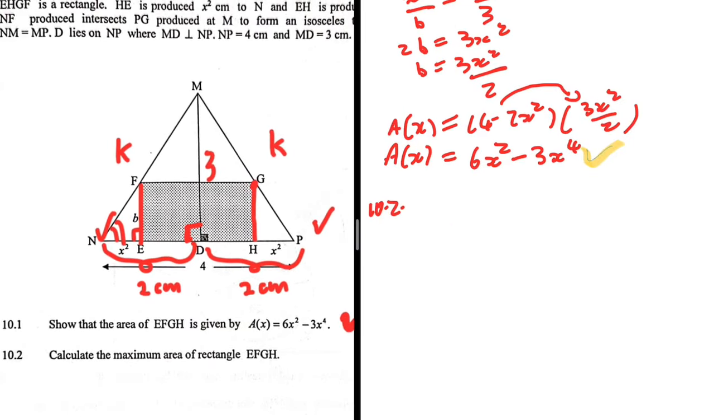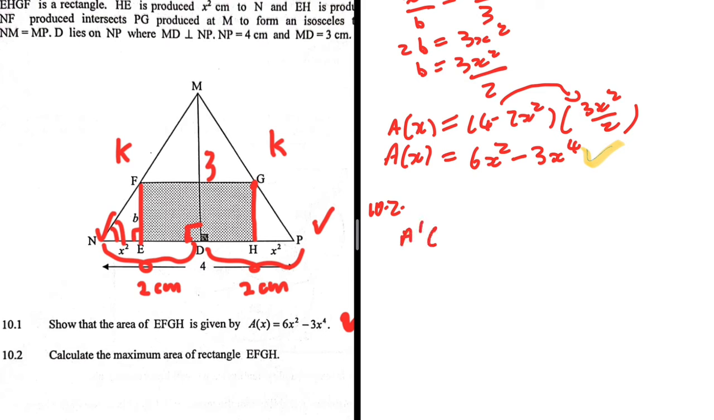So 10.2 says let's calculate the maximum area of rectangle EFGH. This is the easy equation between the two. What is hard is actually finding the area of the rectangle. After you do that, it becomes quite easy to find the maximum. We know exactly what we are going to do. We're going to differentiate and we're going to equate to 0.